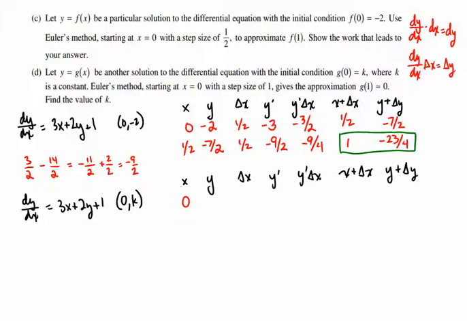So x equals 0, y equals k. Our delta x is 1. We're going to plug in 3 times 0 is 0, 2 times k is 2k, plus 1. Multiplying that by the delta x, we still get 2k plus 1. Now our x plus delta x is 1, and our y plus delta y is k plus 2k plus 1, or 3k plus 1.